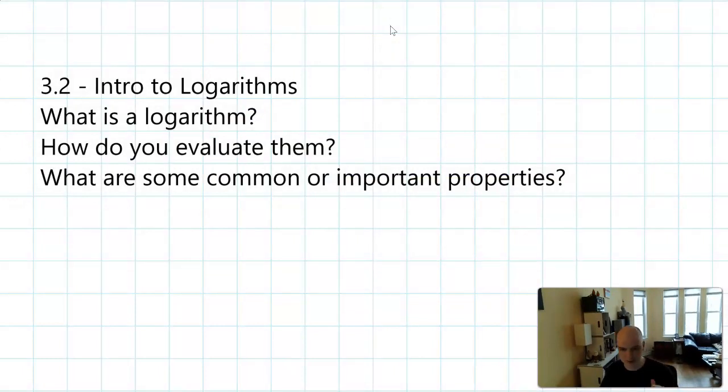Today we are not going to talk about log graphs, but we are going to talk about what is a logarithm, how do you evaluate them, and what are the important properties.